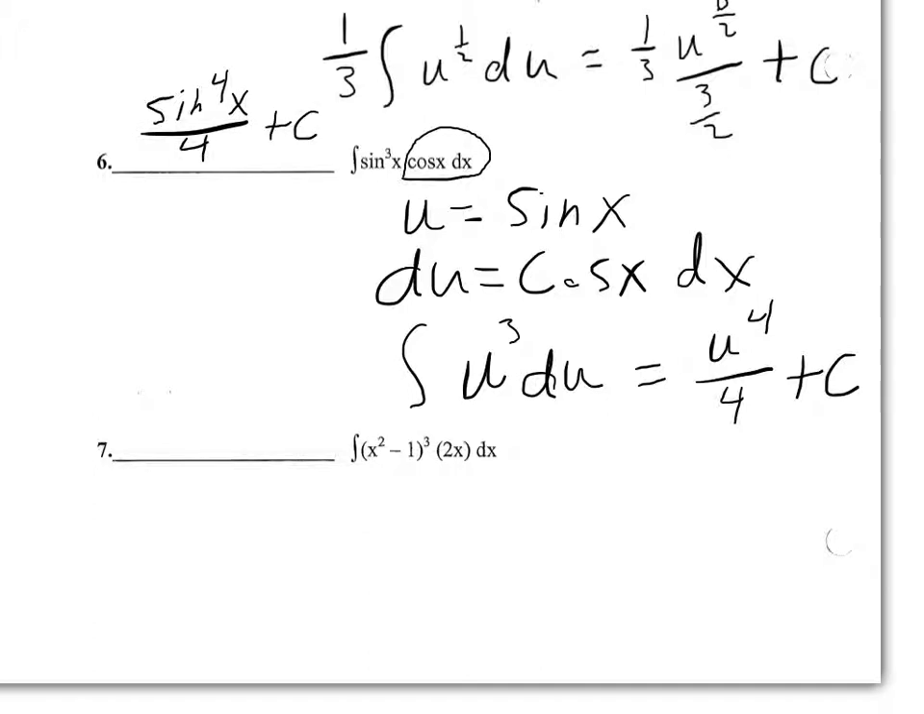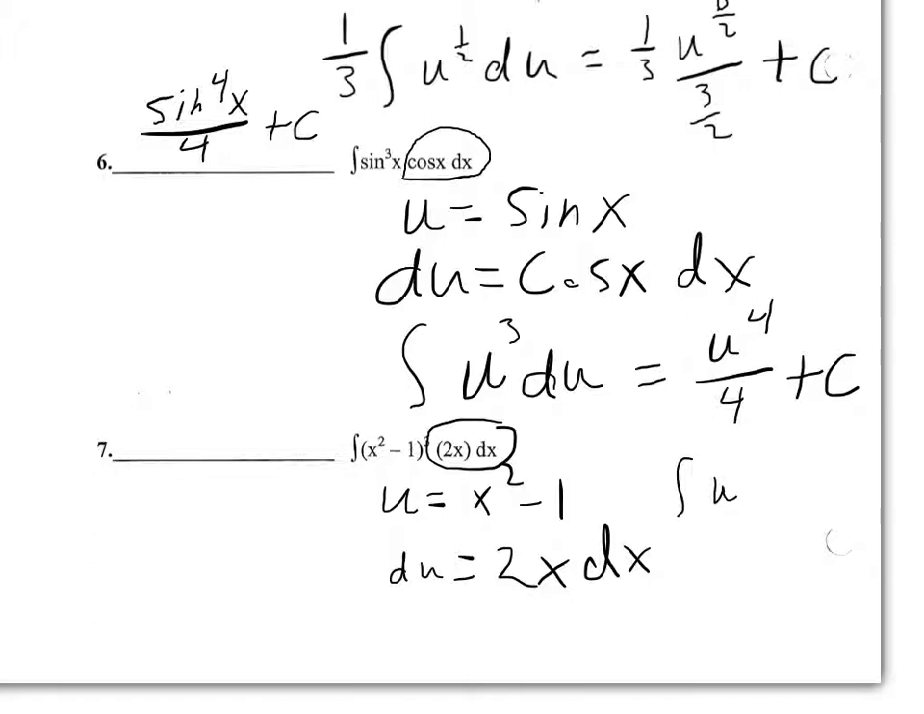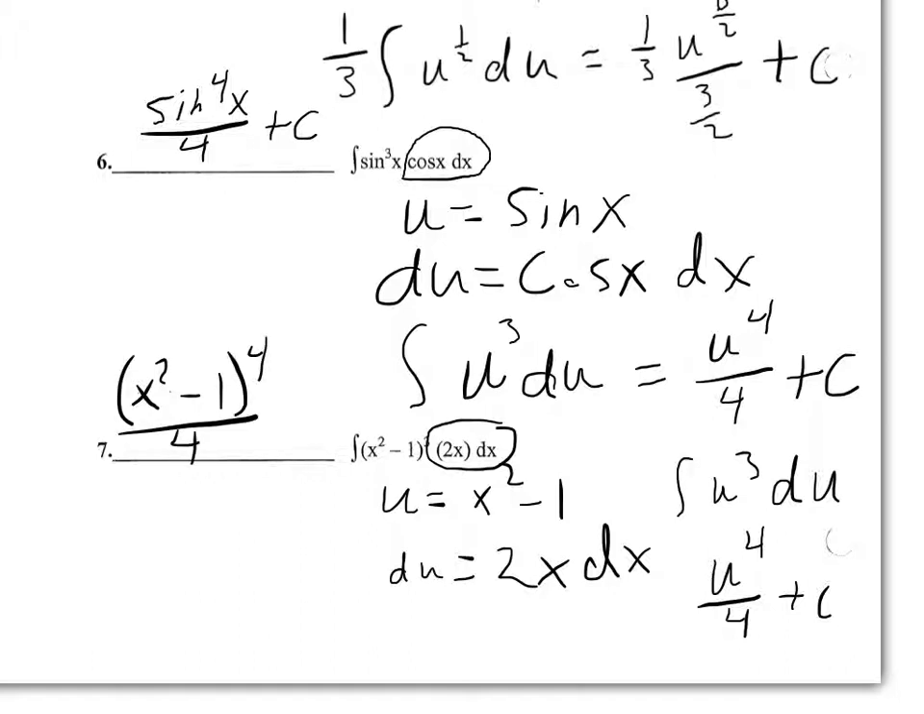And the bottom one down here, again, is a u substitution, so u is equal to x squared minus 1. And we'll go du is equal to 2x dx. So I have everything I need, so then that just means that I have the integral of u to the 3rd du. Well, the power rule says that that would be u to the 4th over 4 plus c. So then I should have x squared minus 1 to the 4th all over 4 plus c.